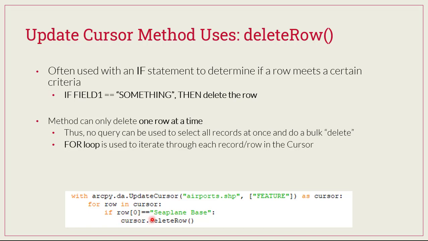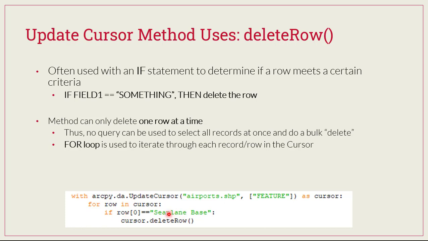Well, our evaluation here is that we have things in the feature field that are called C-plane bases, and we want to get rid of those. We don't want those in our data set. So we're going to say if what's sitting in row position 0, so if what's sitting in the feature field for that row is equivalent to C-plane base, then we're going to call the delete row method, and it's going to delete that row. It will delete that row out of the table and delete that feature out of the GIS data set, right? They both go together.